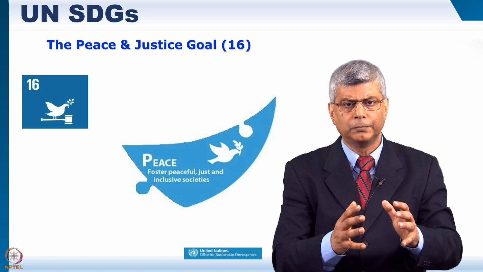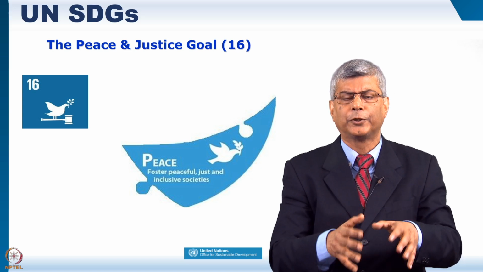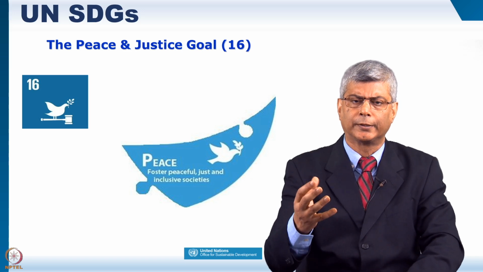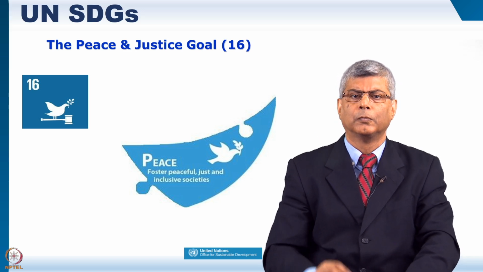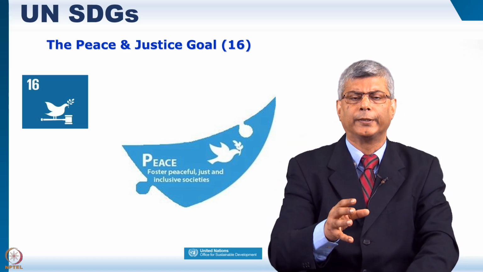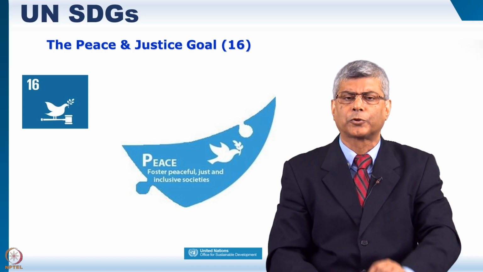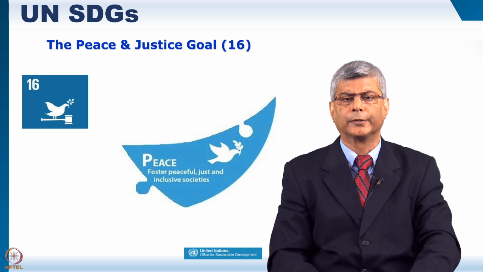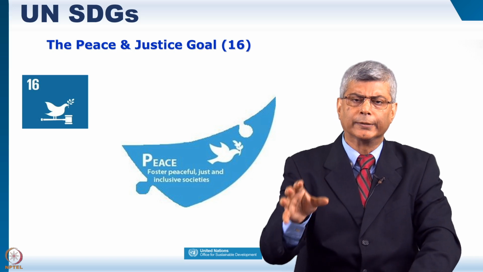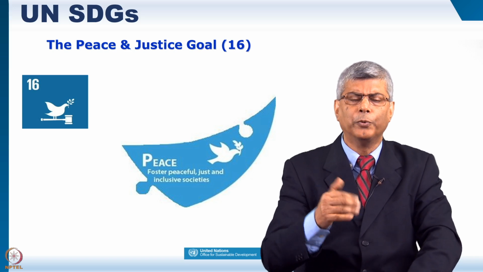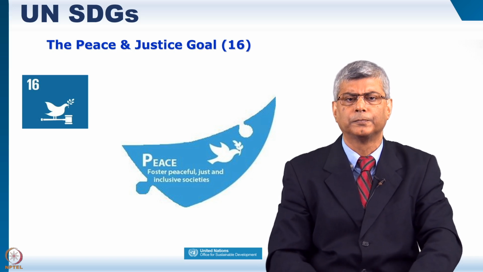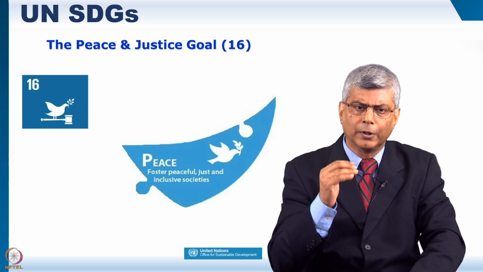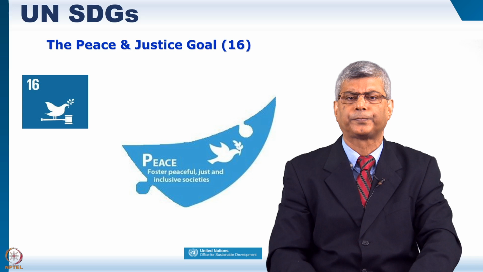There should be law, but there should also be justice. People must get access to justice. The strong should not exploit the weak. The strong countries should not exploit the weaker countries. The strong communities should not exploit the weaker communities. And therefore, SDG 16 is about peace and justice.